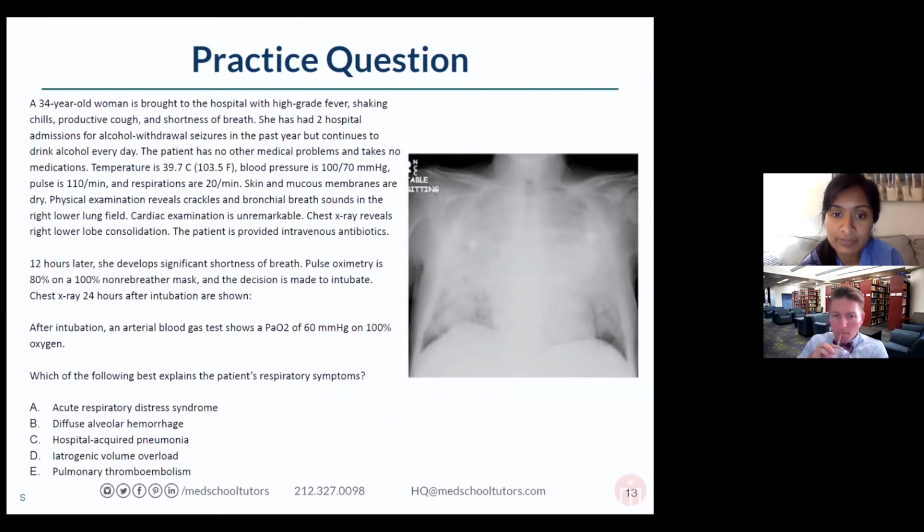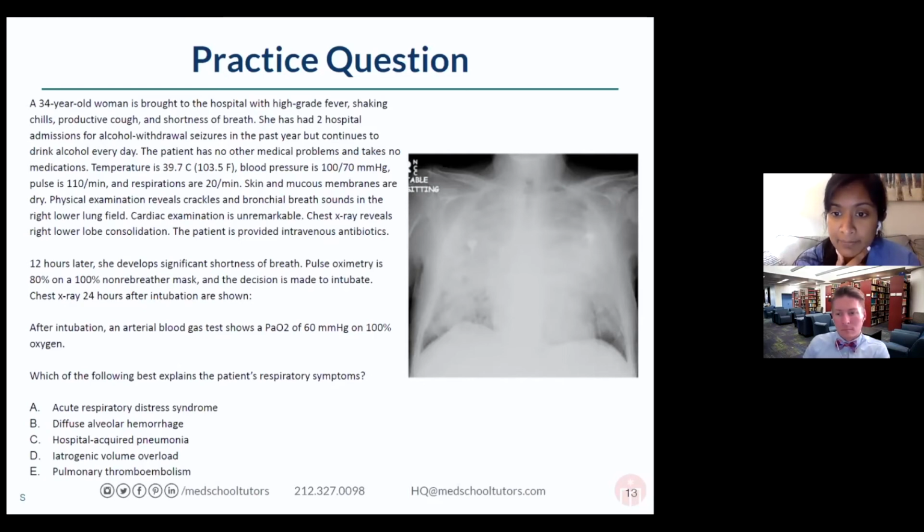She has had 2 hospital admissions for alcohol withdrawal seizures in the past year, but continues to drink alcohol every day. Okay, so now I'm thinking certainly about withdrawal seizures, potential complications of alcohol withdrawal, etc. Patient has no other medical problems, no medications. She has a temperature of 103.5, blood pressure of 100 over 70, pulse is 110, respirations are at 20. Okay, so tachycardic, febrile, blood pressure is maybe a touch soft, but at 34 could be low normal, and breathing fast.